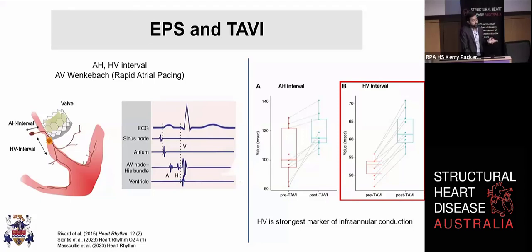A French group last year published in HRS that in patients with a new left bundle branch block, so as we talked about earlier, new left bundle branch block increases your risk of pacemaker at, say, 2 years. But which patients will need the pacemaker? Well, this French group actually showed that using HV early post-TAVI can be very helpful. So having an interval over 70 milliseconds in someone with a new left bundle branch block seems to be the most useful way to use HV post-TAVI.